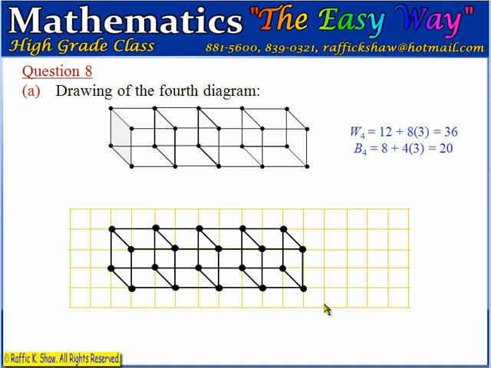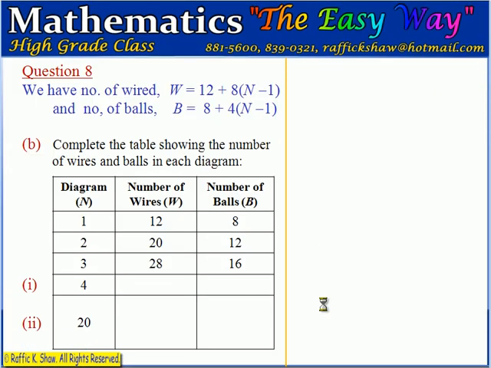You can stop and rewind this video to see step by step again how this diagram could be drawn. In any case, that's the fourth diagram, and so let's move down now to part B. Now in part B, we're required to complete this table which shows the diagram number, the number of wires in each diagram, and the number of balls in each diagram.